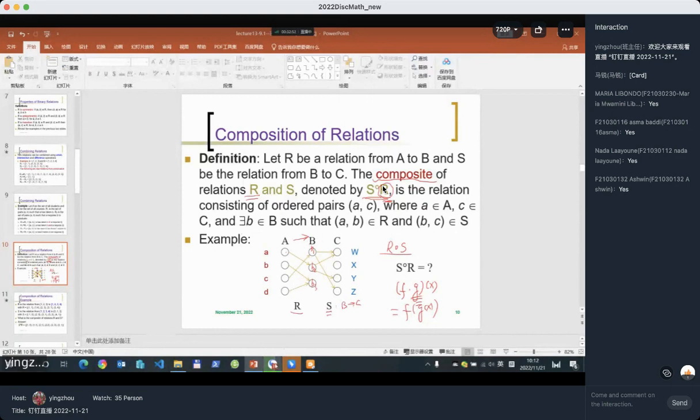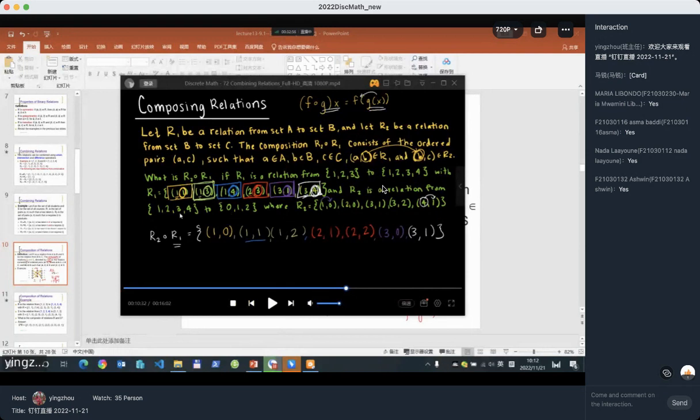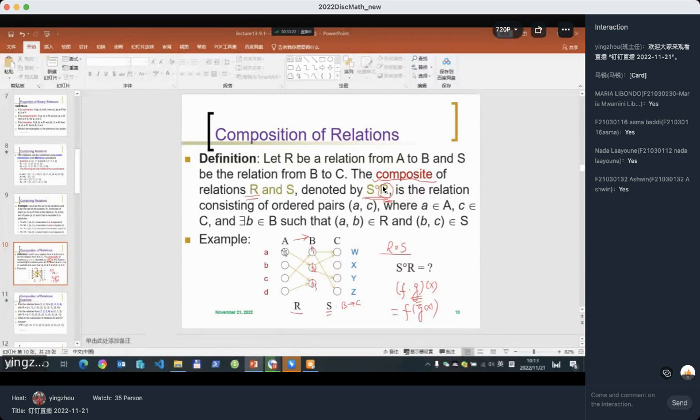Because if you do it by hand, you will check the definition one by one, whether the two pairs match, that is, whether the second part of the first pair and the first part of the second pair are the same. If they are the same, we can connect them. But if we use the graph to describe it, we translate this into finding whether we can reach a C element from an A element, by passing through a B element.